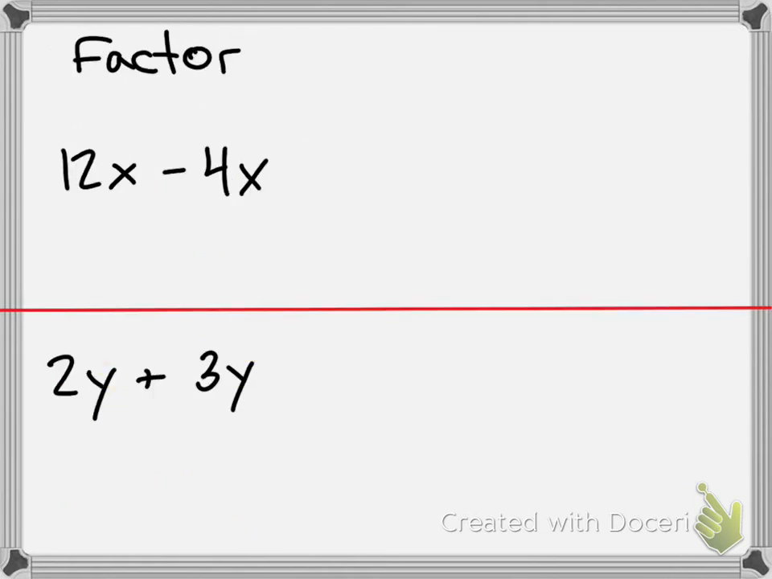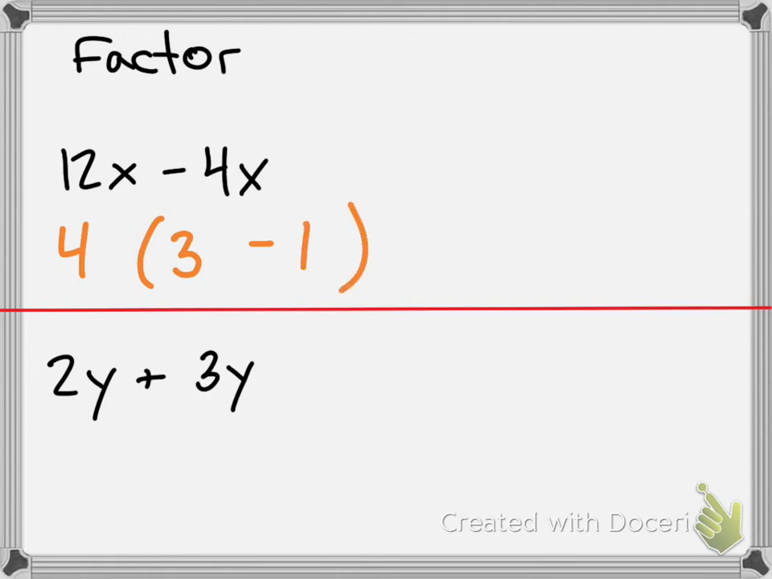Now, I want us to factor these. What that means is I want us to find what they both have in common. So who can tell me the biggest number? Let's just start with number. What's the biggest number 12 and 4 can be divided by? Anna Jolene, what is it? 4. It is 4. They're both divisible by 4, so I can take a 4 out of there. 12 divided by 4 is 3. And then we've got 4 divided by 4 is 1.